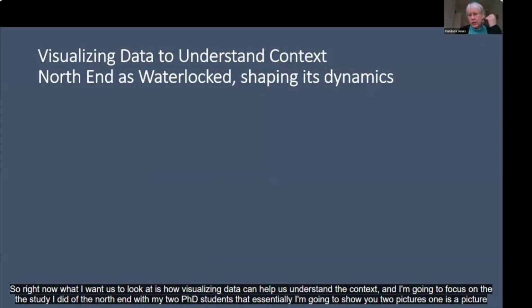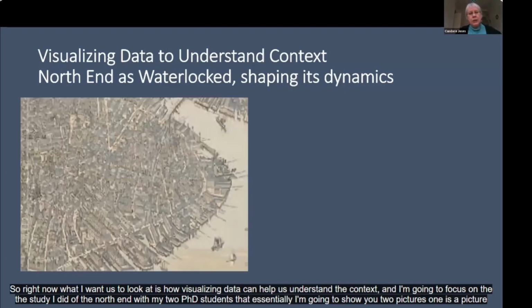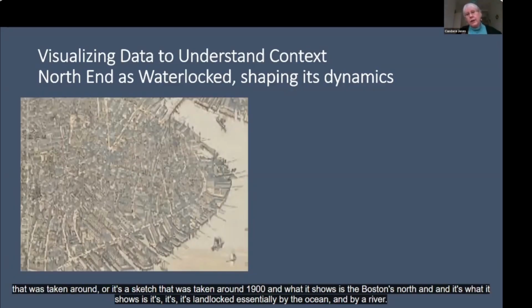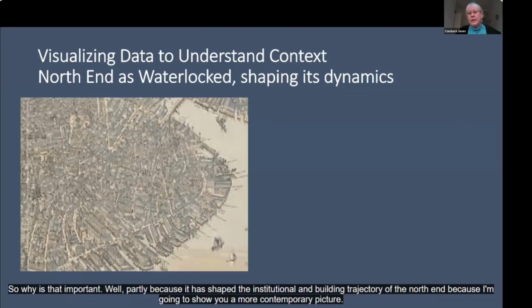And I'm going to focus on the study I did of the North End with my two PhD students. Essentially, I'm going to show you two pictures. One is a sketch that was made around 1900, and what it shows is Boston's North End, and it's landlocked essentially by the ocean and by a river. So why is that important?